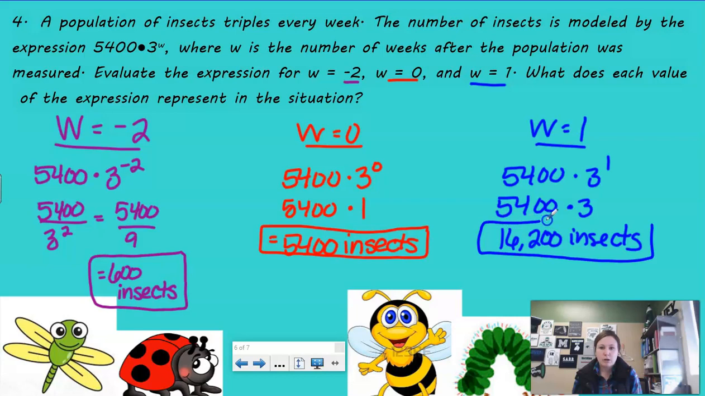All right, so just a very basic application problem of using your exponent properties when you have negative exponents, when you have 0, and when you have an exponent of 1.